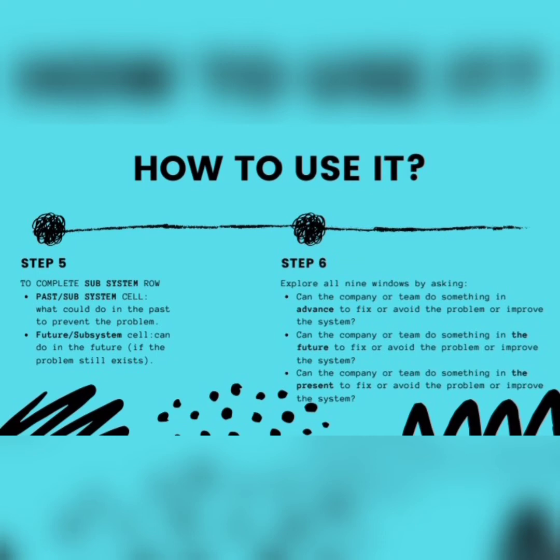Step 6 is exploring all the 9 windows by asking, can the company or team do something in advance to fix the problem or improve the system? Can the company do something in the future to fix the problem or improve the system? Or can the company or team do something in the present to fix the problem or improve the system?